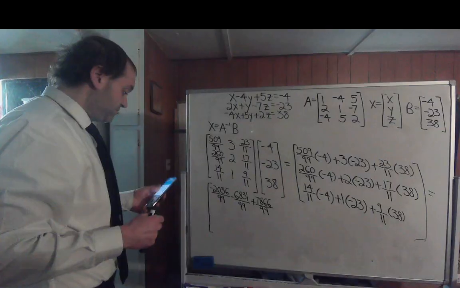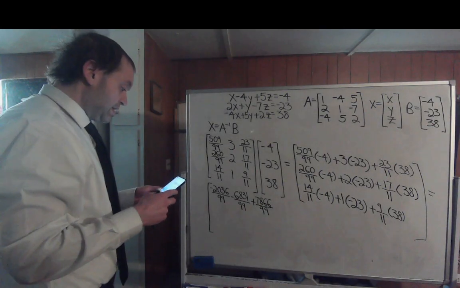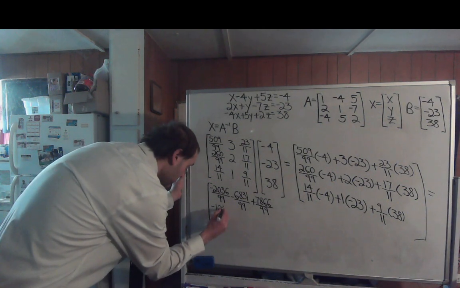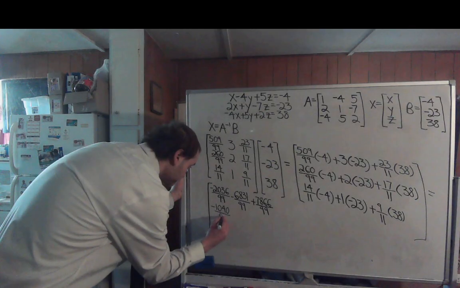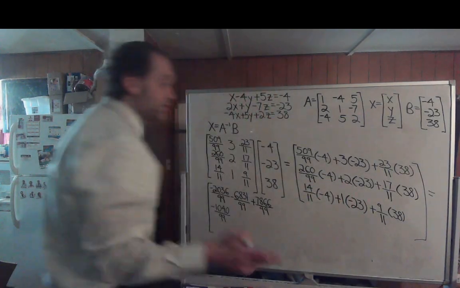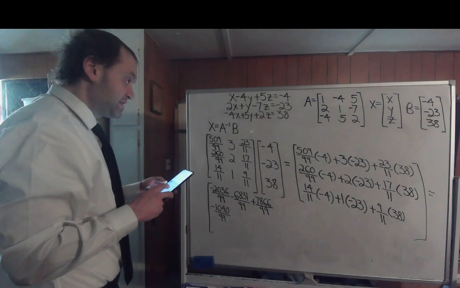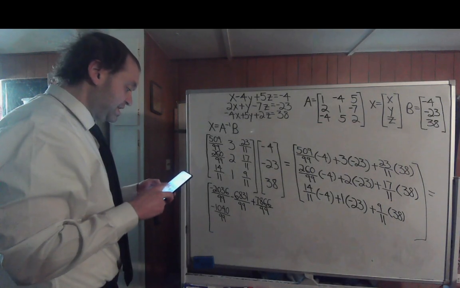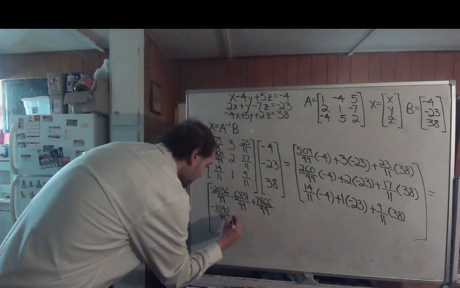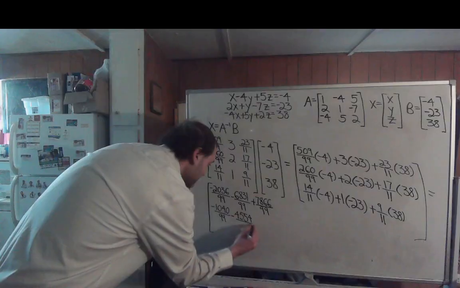Row 2, 260 times -4, negative 1040/99. And then, alright, so 2 times negative 23 is negative 46, but we got to multiply that by 99 to get the same denominator. So negative 46 times 99, negative 4,554/99. So minus 4,554/99.